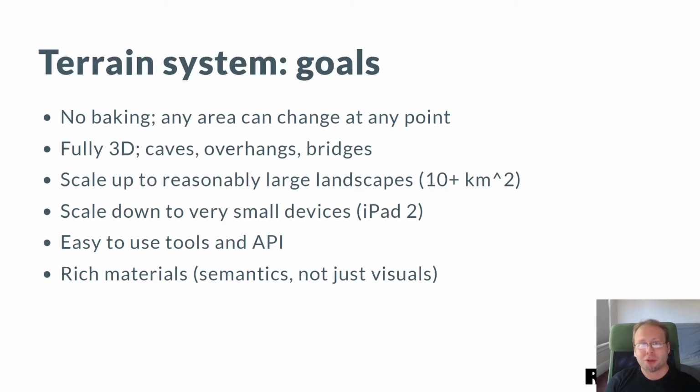When we started working on the terrain system a few years ago, we set a few goals, and the first very important one was no baking. So any portion of terrain can be modified at any point in time, might be through a script, might be through a physics-based impact, for example, an explosion creates craters in terrain. We wanted a single system that fully supported 3D landscapes, so caves, overhangs, and all of this without mesh inserts.